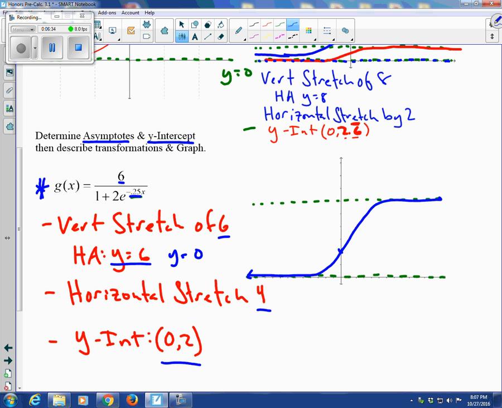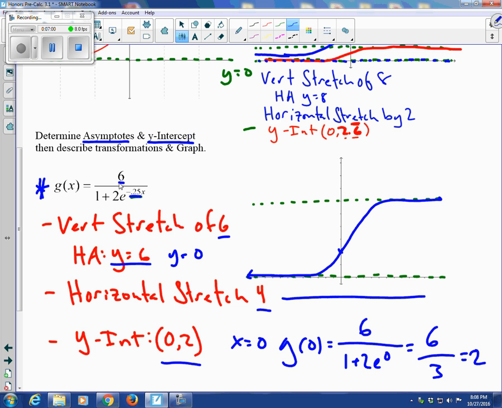And again, we get that by plugging in the x value of 0. G of 0 is going to be 6 over 1 plus 2 times e to the negative 0.25 times 0, or e to the 0. And right here, that gives us 6 over 3, or 2. Right? So right here, we would see a graph that looks something like this. That would be the basic graph of our logistics function.